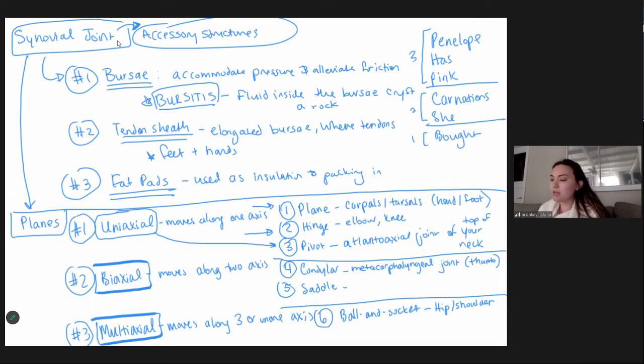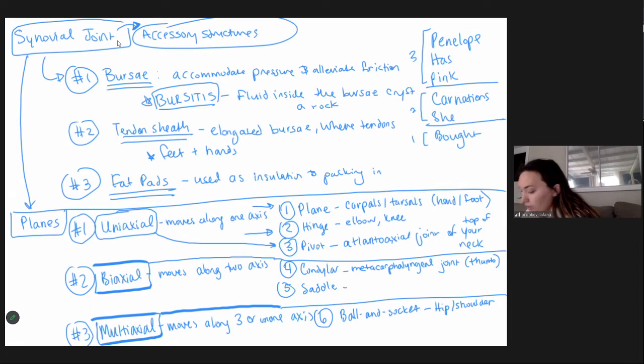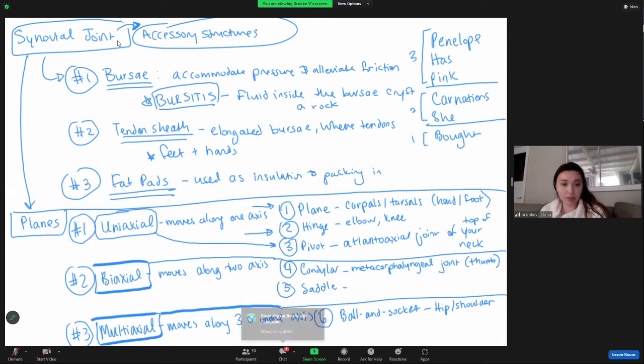So on the test, I just wrote out Penelope has pink carnations she bought to remember plane, hinge, pivot are uniaxial. Condylar, saddle are biaxial. And ball and socket is multiaxial. Does that make sense to everybody? I think the mnemonic is helpful. It helps you on the test not to get confused about which ones go with which axis. For the test, you might be asked which axial they are. So is pivot uniaxial? Is it biaxial?